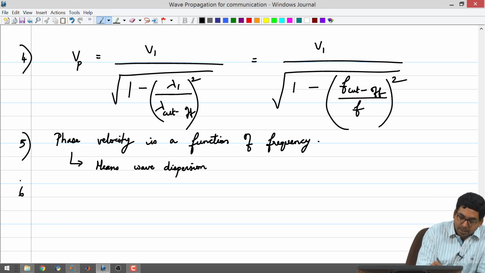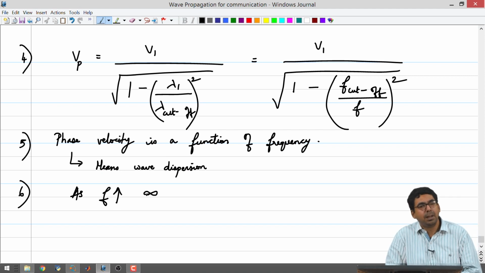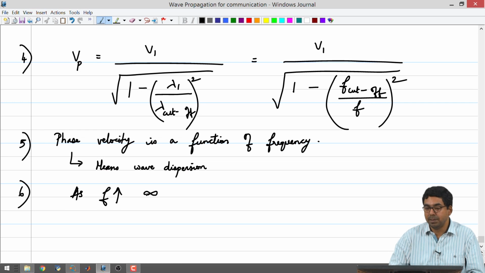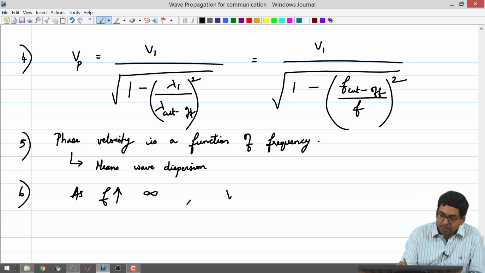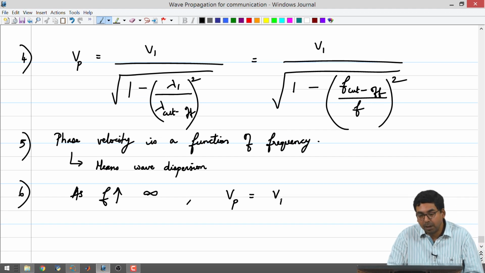The second thing, and the more interesting thing, is that as the operating frequency increases, let us say it goes all the way to very high numbers, and I call this infinity, as the frequency is very high, Vp becomes equal to V1, right. Vp is equal to V1. So, f is very high, infinity. So, that term becomes divided by infinity, so that is 0. So, V1 divided by square root 1. So, Vp is equal to V1, right.